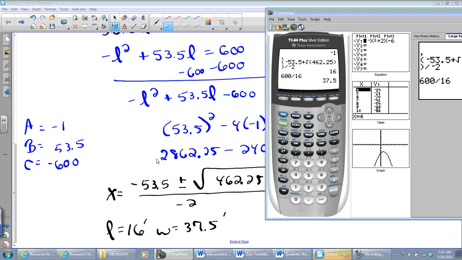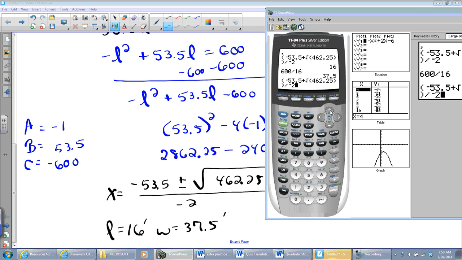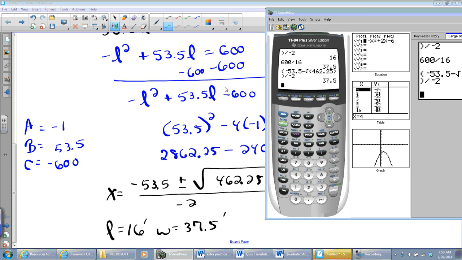But I'm just curious, I only did one of the solutions for the quadratic formula. What's going to happen here? Let me bring up my one I can edit. There it is. And let me change it to negative 53.5 minus the square root of the discriminant. And let's see what we get there. And look at that. We got our other answer, didn't we? Two ways to do it. That's pretty cool if you ask me.